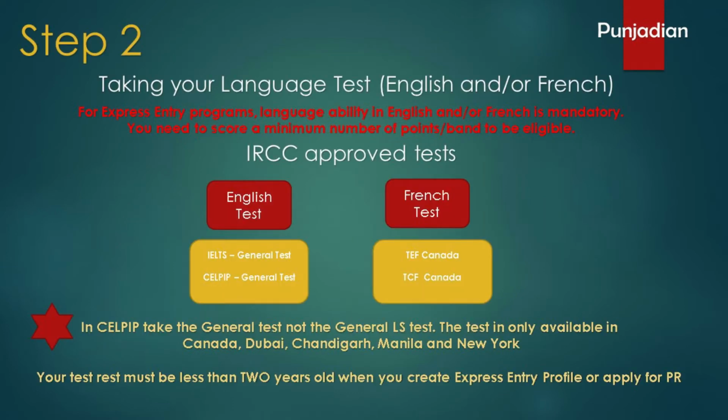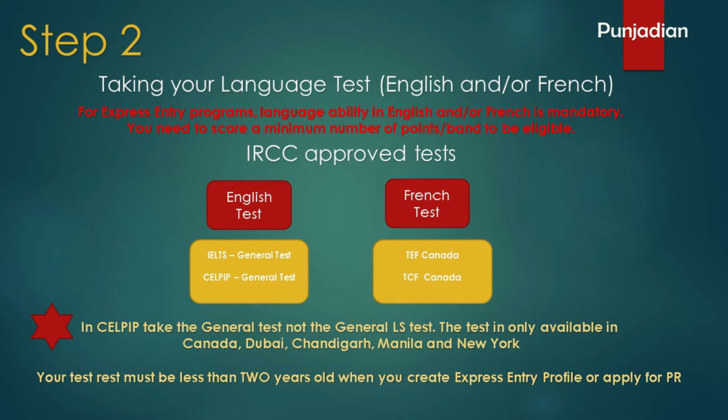Step number 2 includes taking your language test. For the Express Entry program, language ability in English or French is mandatory. You need to score a minimum number of points or band to be eligible. IRCC approved tests include either an English test or a French test.